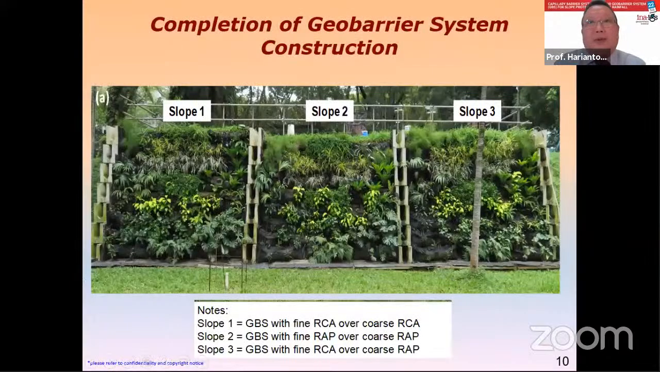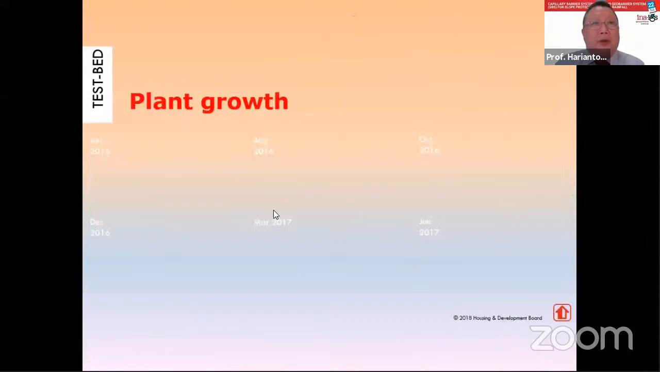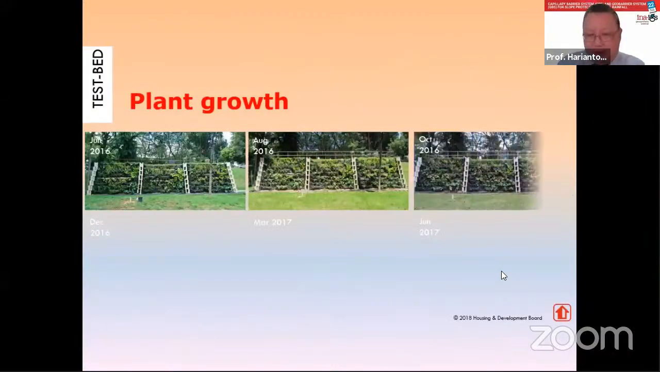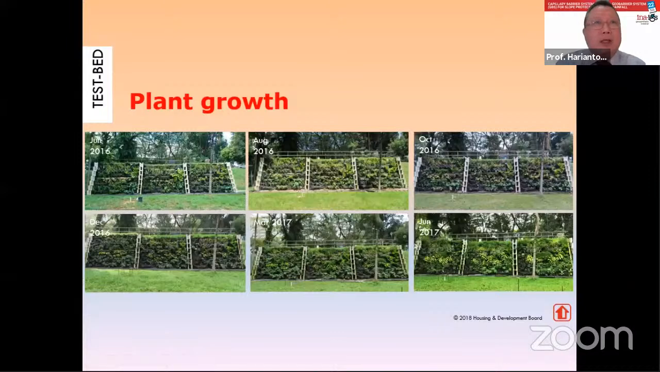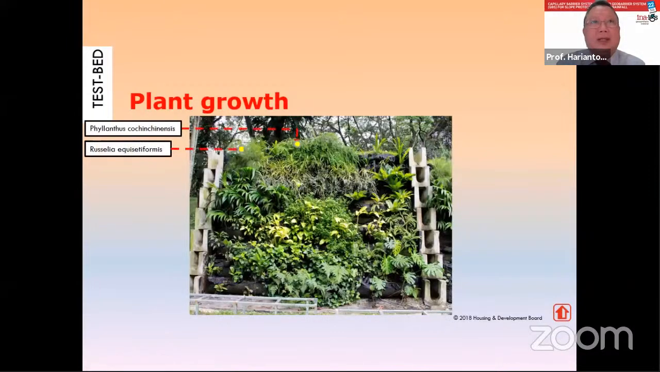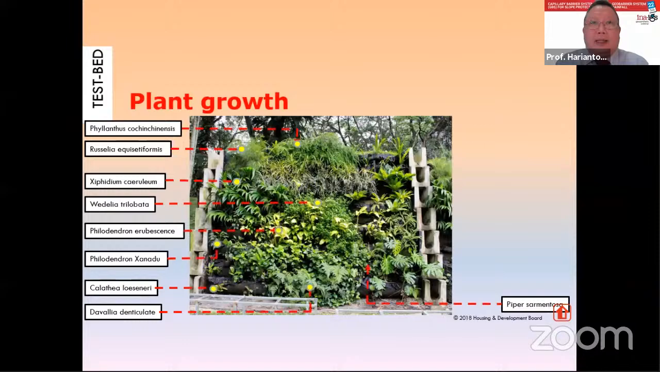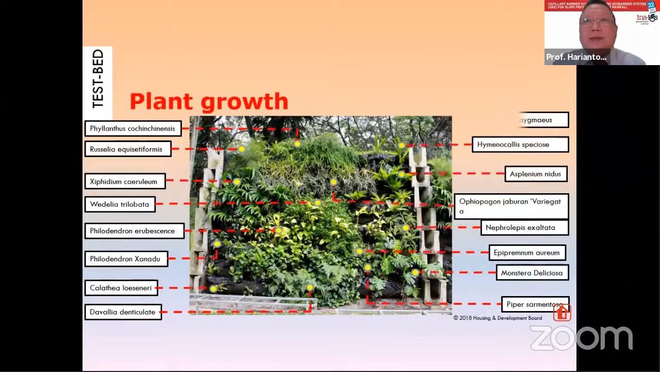So that's the final product of the GBS. And these are the plant growth over the year, right? Captured in here from 2016, June until June 2017. The plant species are selected by the landscape engineer from HDB because they want to have plants that can survive under low sunlight because it's near the basement area.